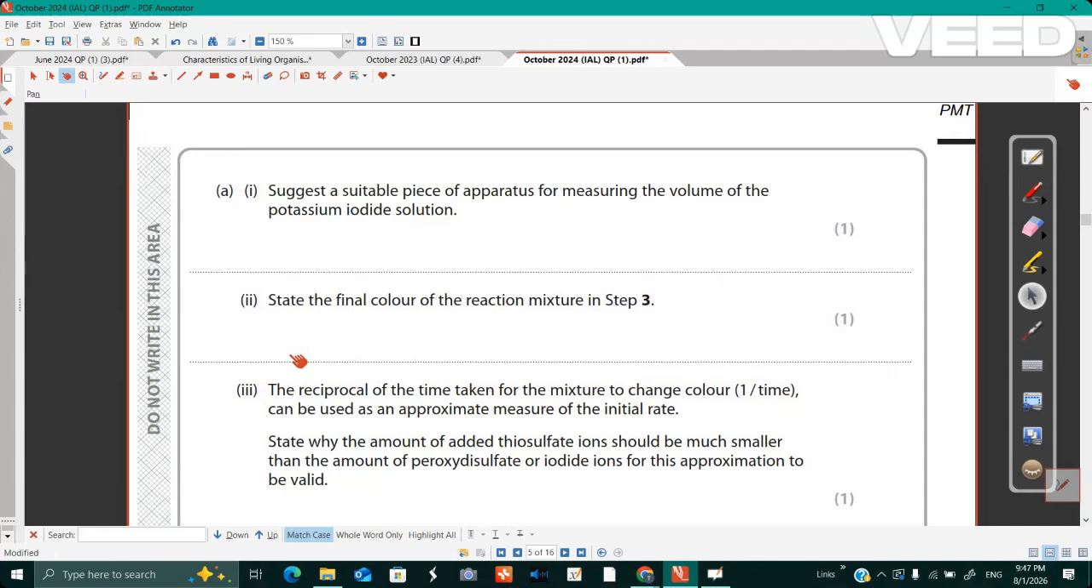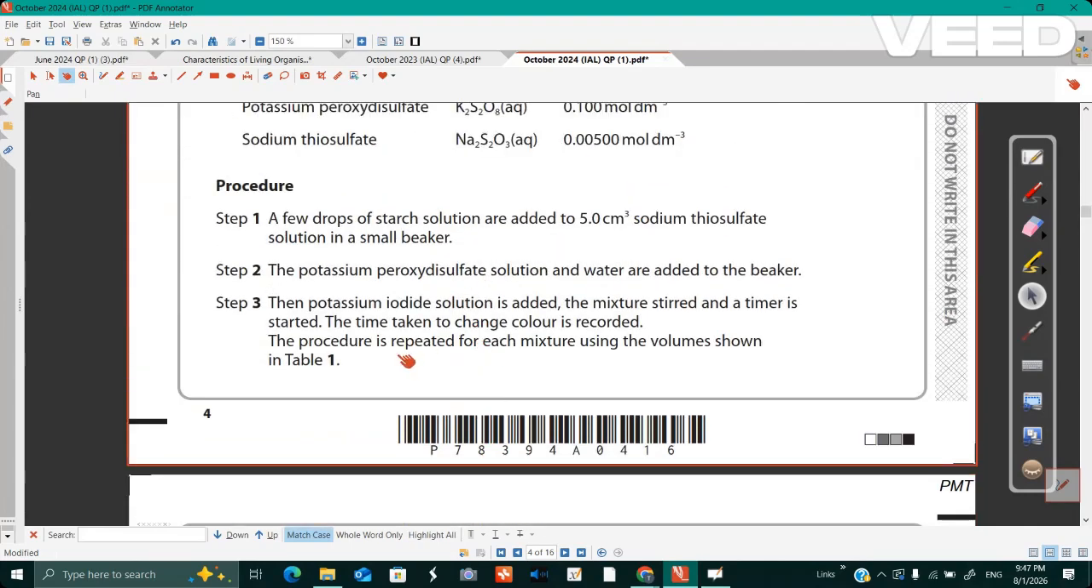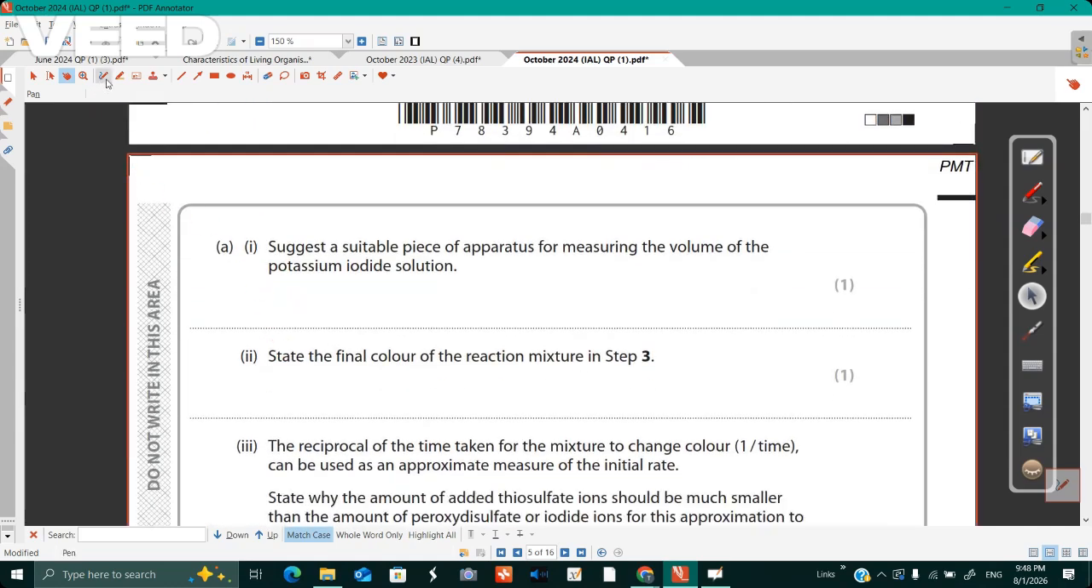State the final color of the reaction mixture in step 3. What is the final color? Blue black. Blue black color is the final color.